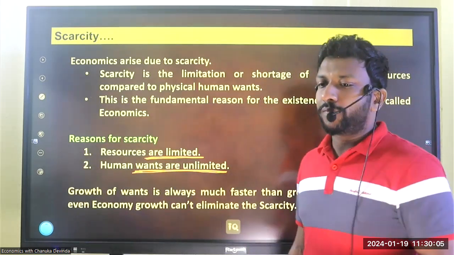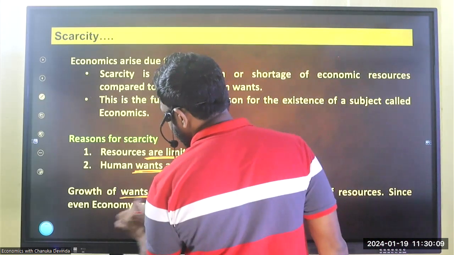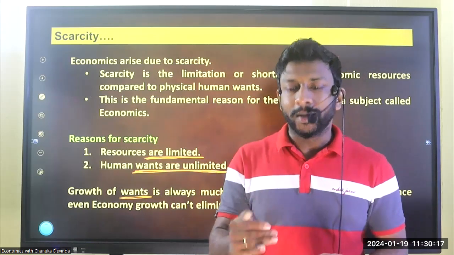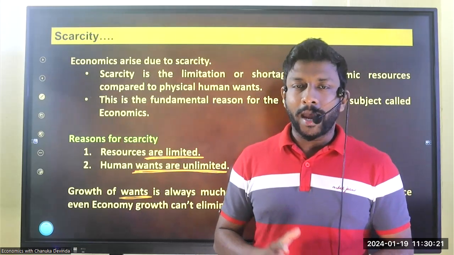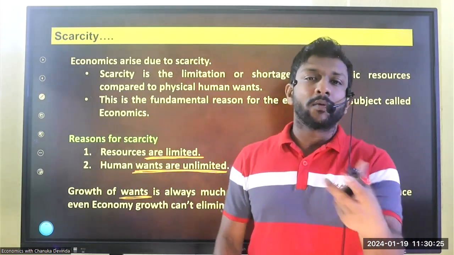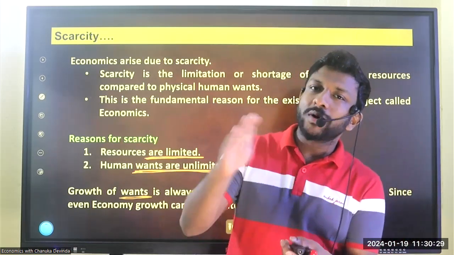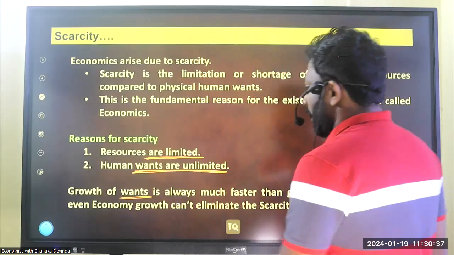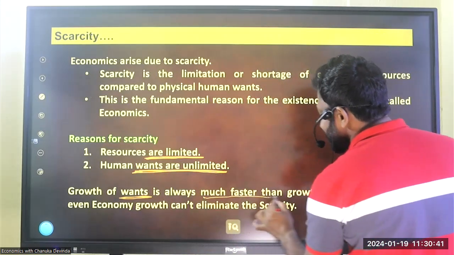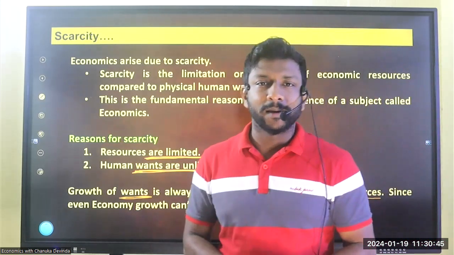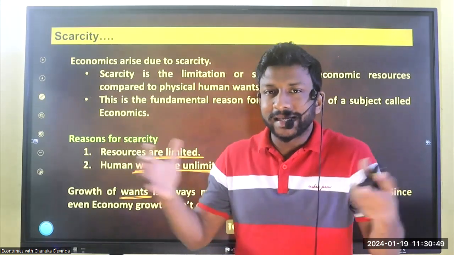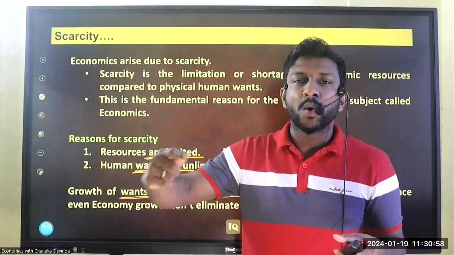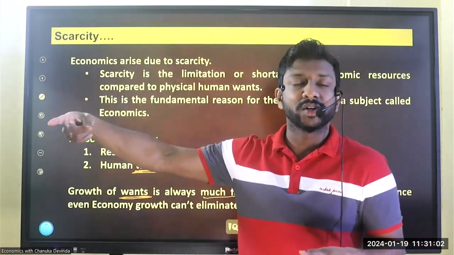Next one. Growth of want. Growth of want means this: if I tell you to write down a want list today, and after 1 year I tell you to write down another want list, obviously the wants have grown, right? Wants are growing and changing. Growth of want is always much faster than growth of resources, because we can earn resources, no? We can increase resources. But the problem is, even though resources increase, wants are increasing at a faster rate than resources.